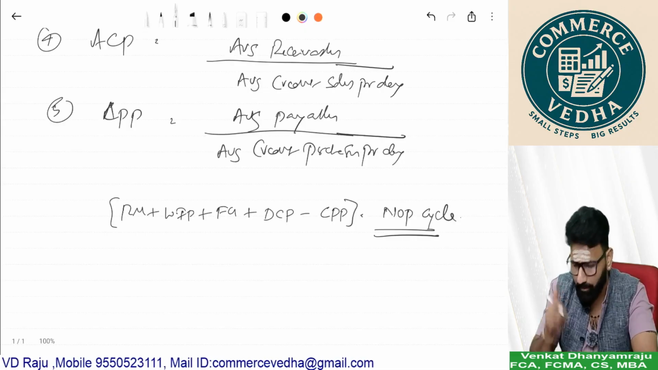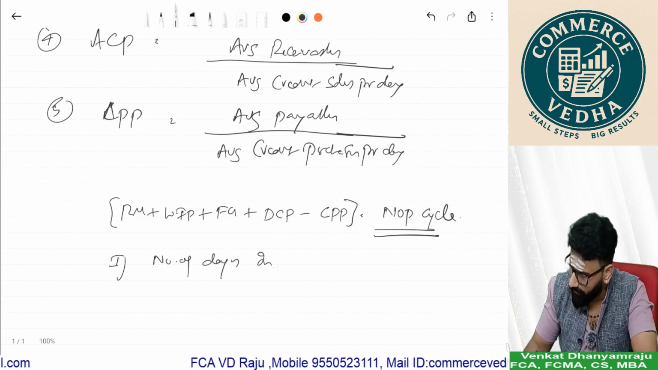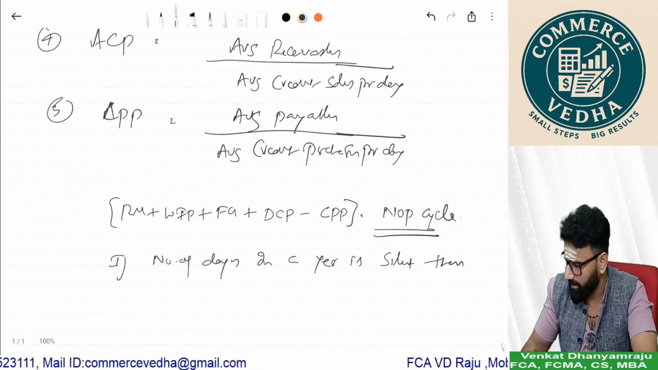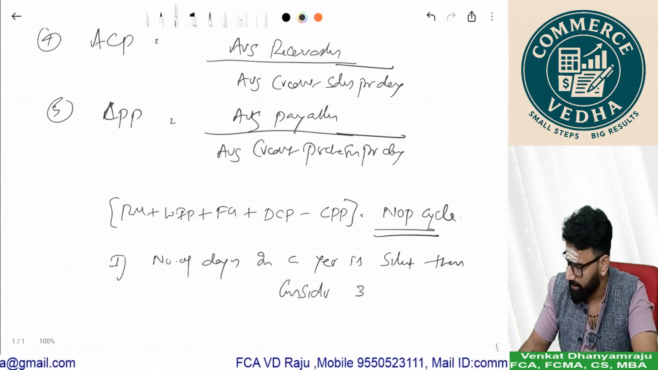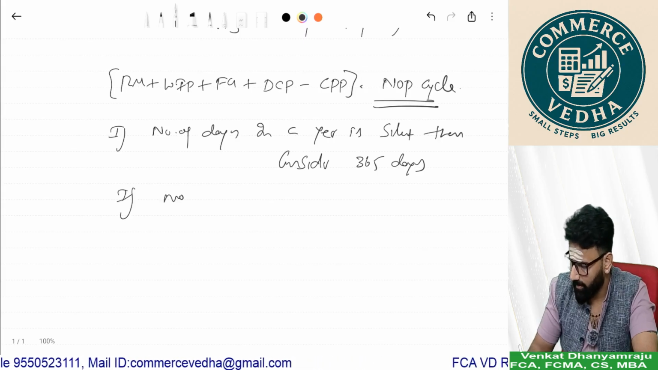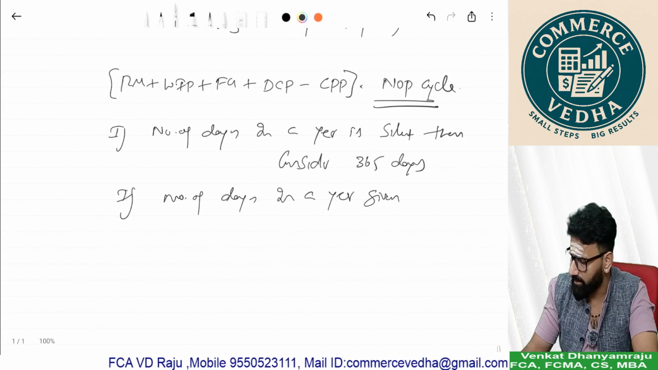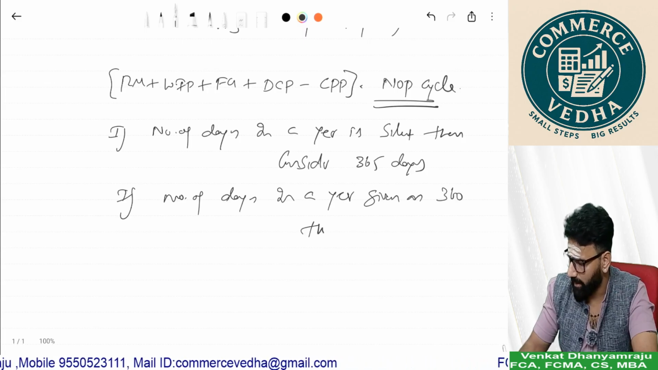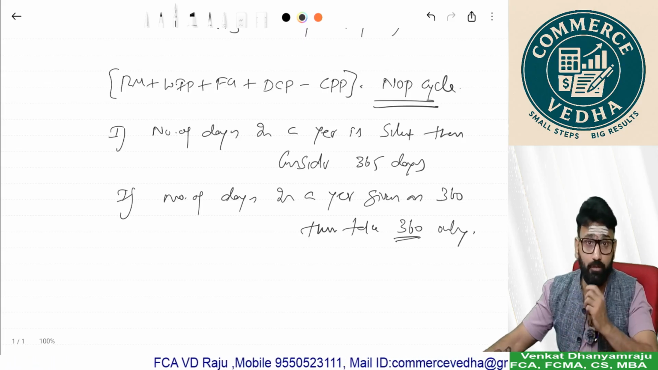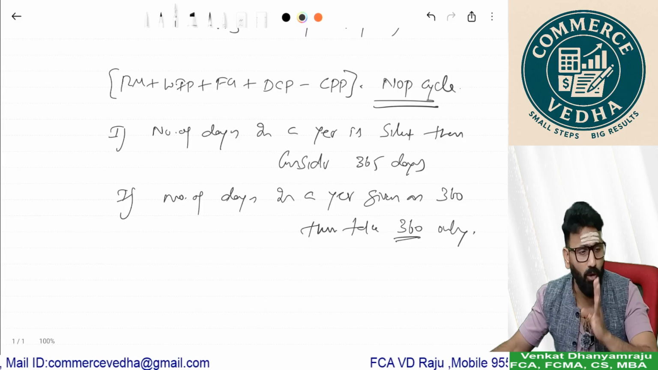The thumb rule here is, if number of days in a year is silent, then consider 365 days. If number of days in a year is given as 360, then take 360 only. At that time, don't say year means 365 days. No, just go with the question, what they asked.